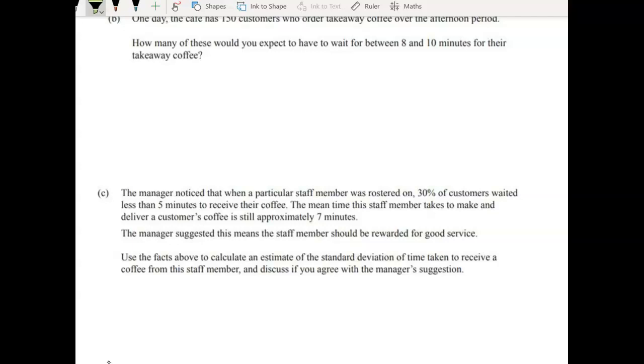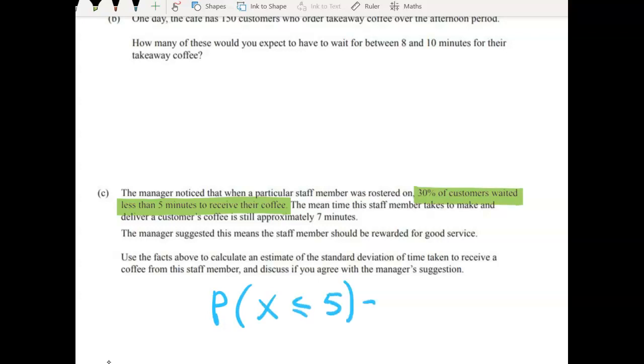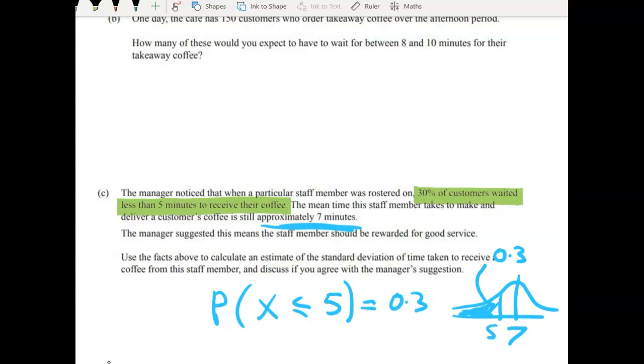So the manager noticed that when a particular staff member was rostered on, 30% of customers waited less than 5 minutes to receive their coffee. So this is one where we're going backwards. The probability that X is less than or equal to 5 is now equal to 0.3. So we can draw that picture because it tells us the mean is still 7 minutes, but now we're getting a big probability here, much bigger than before, of 0.3.